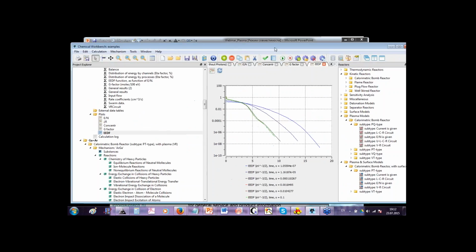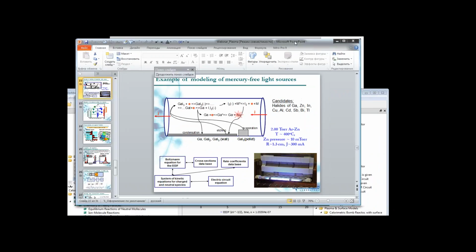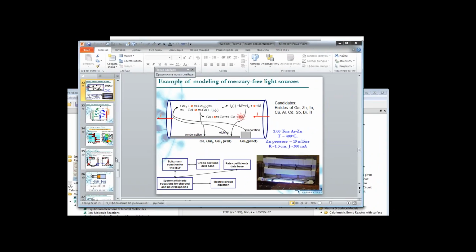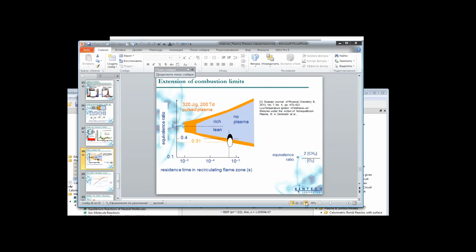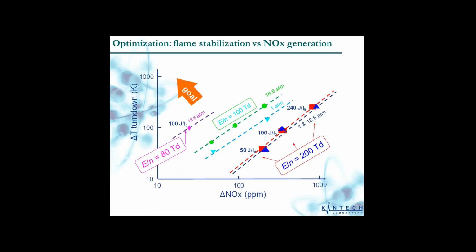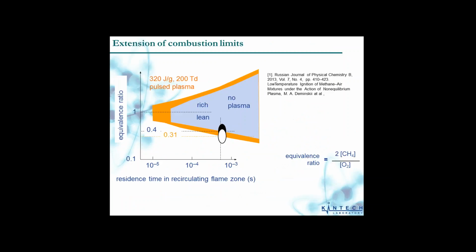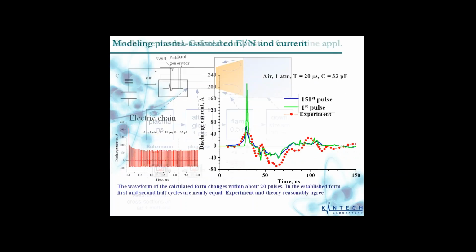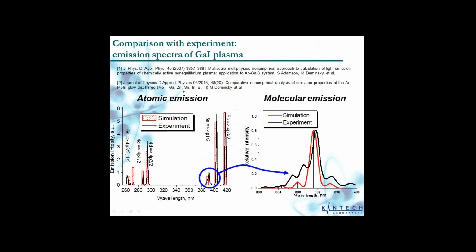More detailed information about this particular case, which I described during my lecture, you may find in our published papers. One of them you see here. It is devoted to plasma-assisted combustion, and two papers concern the simulation of mercury-free light sources.